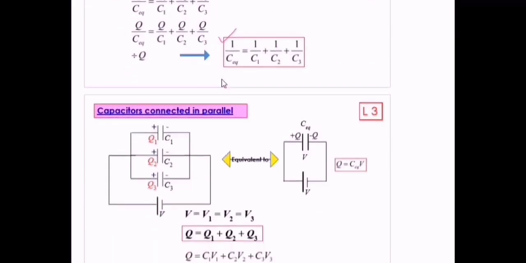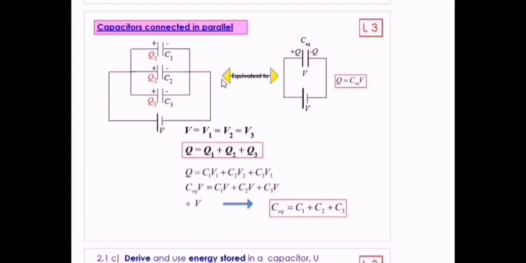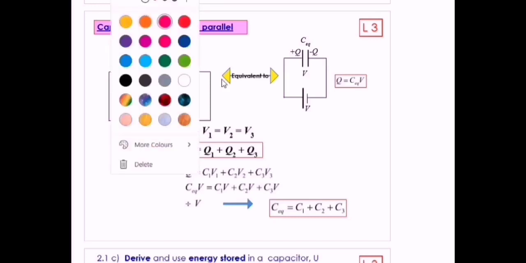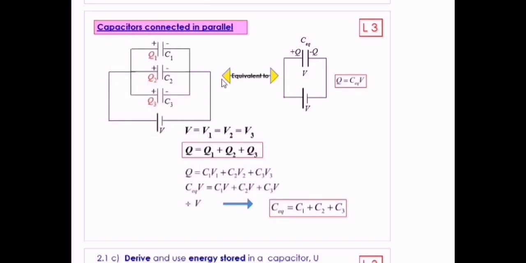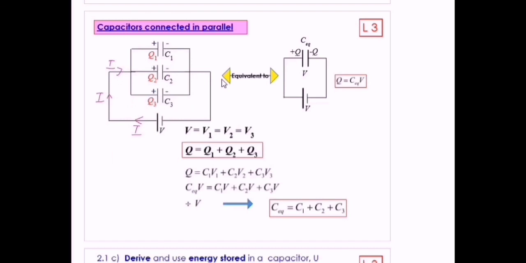So next would be capacitors connected in parallel. Okay, capacitors connected in parallel. For capacitors connected in parallel, the concept is still the same. So we know the current would flow this way, and the electrons will always flow in the opposite direction of the current. So the electrons will actually flow this way.